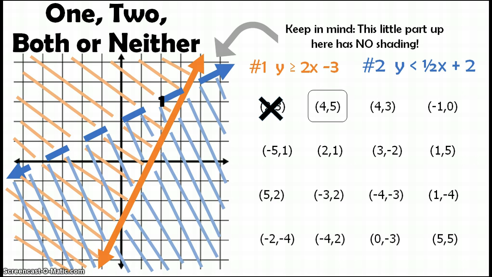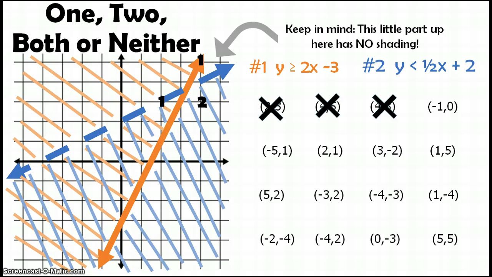If we look at 4, 5, we go over 4 and up 5, we're up there at the very top. This is on equation number 1. It's a solid line, so it does satisfy equation number 1. It is not in shading number 2, so it does not satisfy equation number 2. So this one again is only going to satisfy equation number 1. If we graph our third point, go over 4, up 3. We're in the blue shaded area, so it does satisfy the second equation, but we're not in the orange shaded area, so it does not satisfy the first equation. So it's just equation number 2.